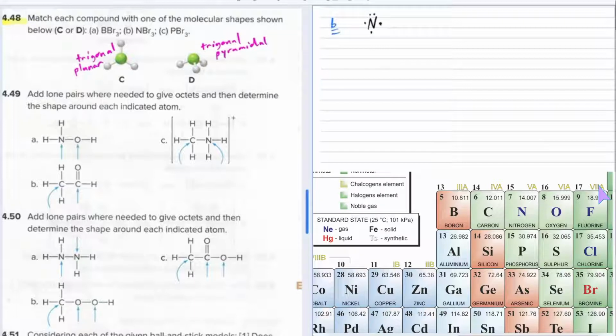Let me move this down actually. Okay, the bromines have 7. So 2, 4, 6, and then 7. And that's good because nitrogen typically forms 3 bonds, 1, 2, 3, and you've got the 3 bromines, which each like to form 1 bond. So let me draw in the other ones.